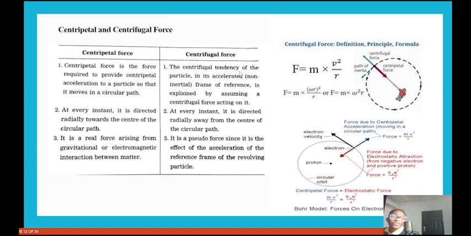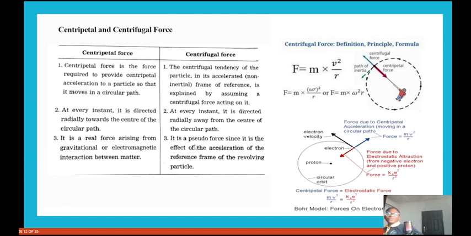While the centrifugal tendency of the particle in its accelerated non-inertial frame of reference is explained by assuming a centrifugal force is acting on it. It's just the opposite force. Look at the centripetal force, ensuring that this object is moving with constant velocity. That is the centripetal force. Centrifugal force is acting opposite to it. You can see the direction. Centripetal force ensures that the body maintains a constant velocity. Then this is the centrifugal force.